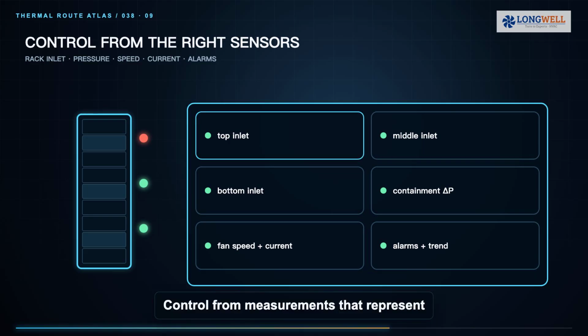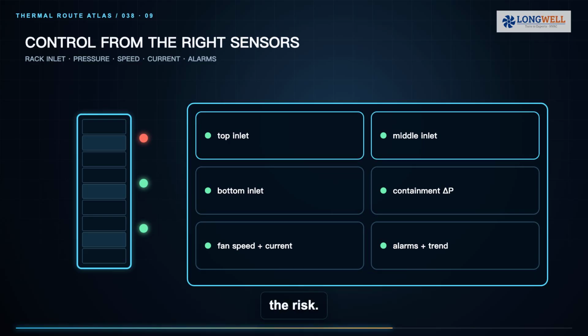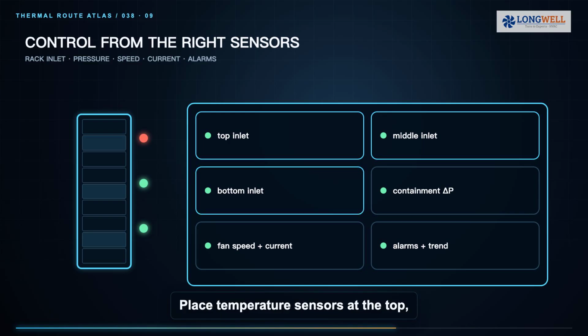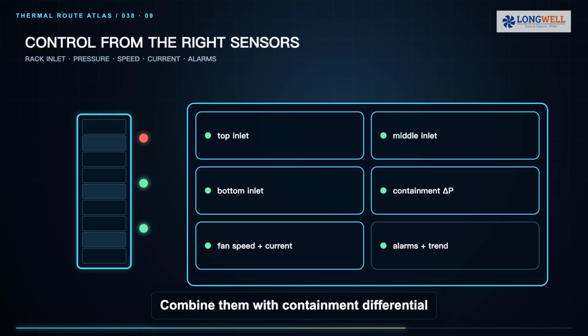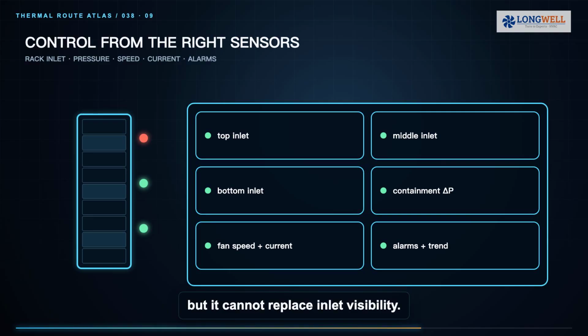Control from measurements that represent the risk. Place temperature sensors at the top, middle and bottom of representative rack inlets, especially near high density and end of row positions. Combine them with containment differential pressure, fan speed, current, unit status and alarm trends. A return air sensor can support control, but it cannot replace inlet visibility. Define which signal leads, how bad data is rejected, what happens after communication loss and how overrides are recorded.